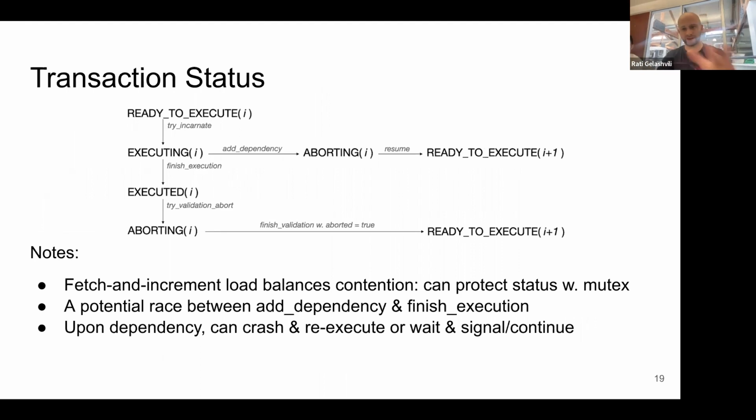The transaction status is basically the state diagram: the transaction is either ready to execute, executing, or executed. When there is a dependency, there is a special status, etc. And we have to deal with some concurrency issues. One thing that we noticed is that originally we had very complicated lock-free counters for everything, but this fetch and increment that finds the slot for the set actually ends up load balancing things. So we can just put a lock, a mutex, on top of the status, and it works just fine and simplifies the execution a lot.